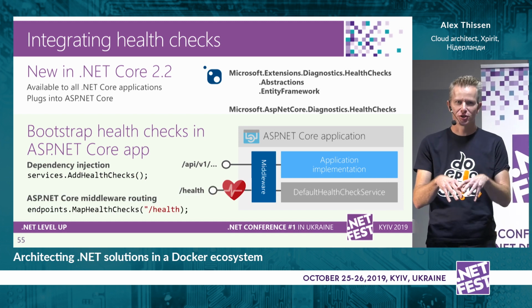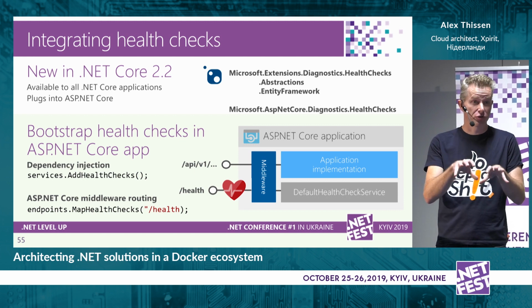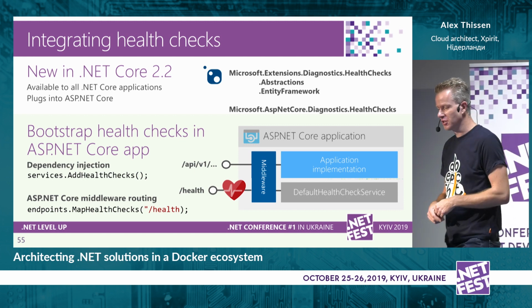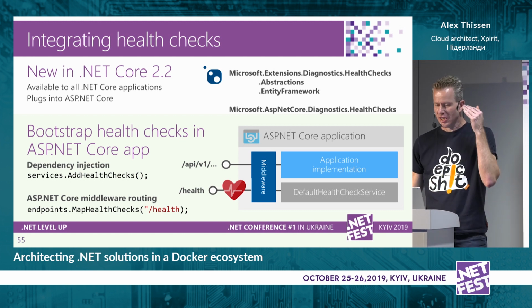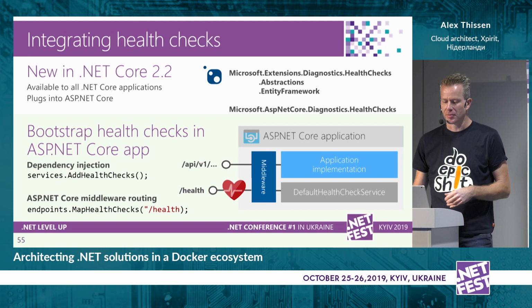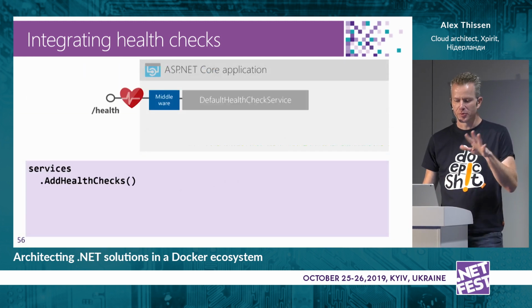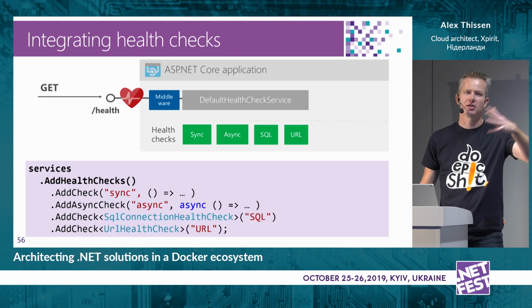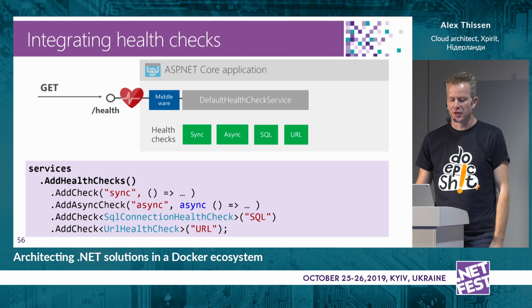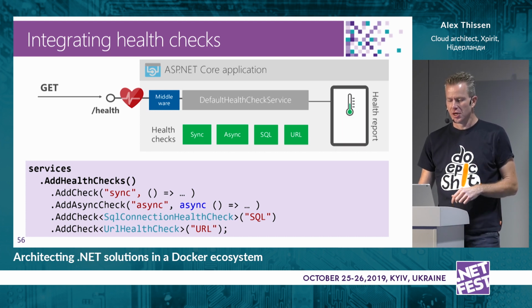Because if you're running in a cluster and you want to offer your orchestrator the ability to ask you how well you are doing, you should be able, as a web API or a web app, to just say, okay, this is how I'm doing. It's available since .NET Core 2.2. You can do multiple checks from SQL Server, external sources, or your service buses, anything, just adding these health checks and exposing them to the outside world.